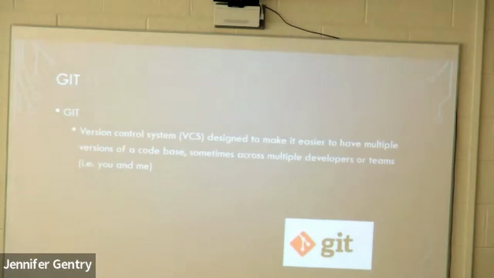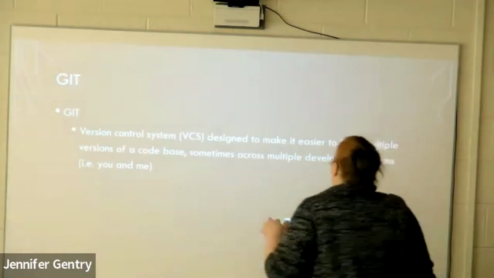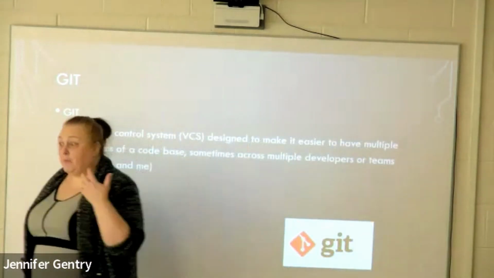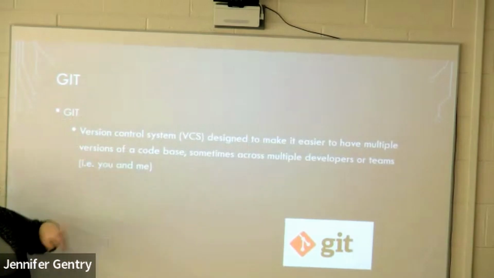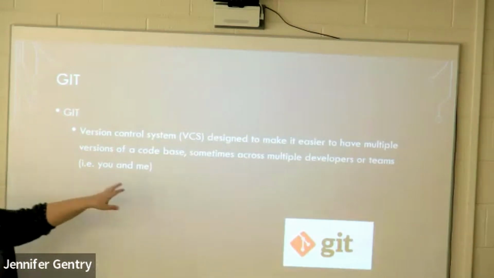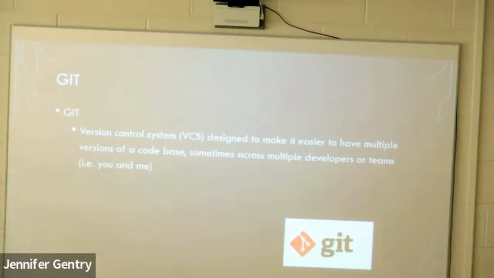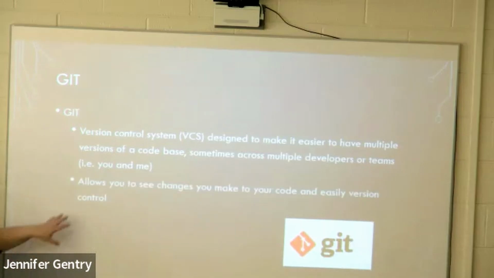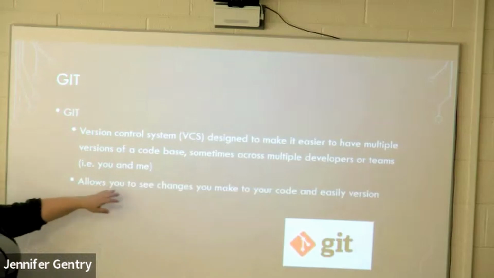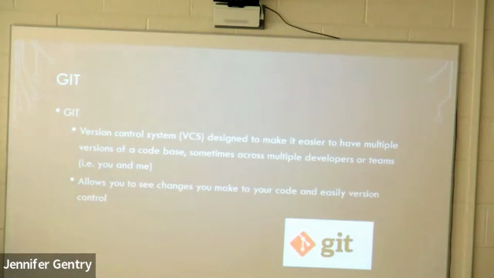So Git is a version control system, okay? Its job is to help multiple people work on the same thing, or to have better version control, okay? So sometimes across multiple platforms or multiple developers or teams. For this class and for our purposes, it's going to be you and me, okay? It allows you to see changes easily, and it keeps track of those changes, and it allows everybody to see these changes. Okay.